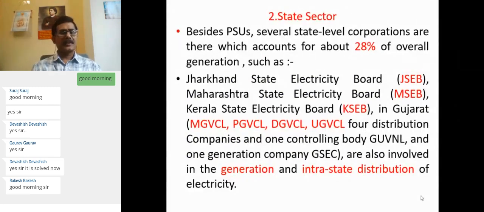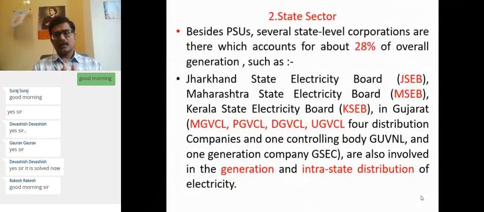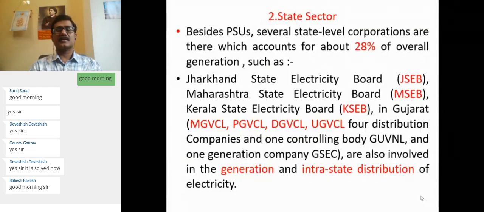Some of them are mentioned here. Each state would have its own electricity company, its own electricity board, and each of these boards is now divided into three different companies. They are trifurcated, as I mentioned at the beginning of the session. As far as the Maharashtra State Electricity Board is concerned, we are very much aware that there are three companies which operate at the state level: Maharashtra State Electricity Generation Company Limited, Maharashtra State Electricity Transmission Company Limited, Maharashtra State Electricity Distribution Company Limited.